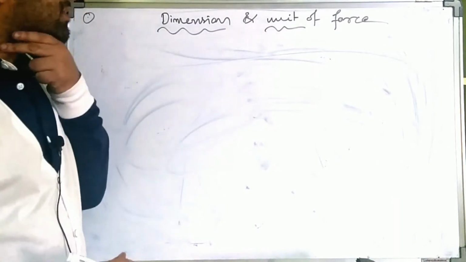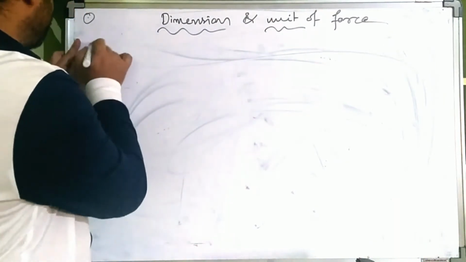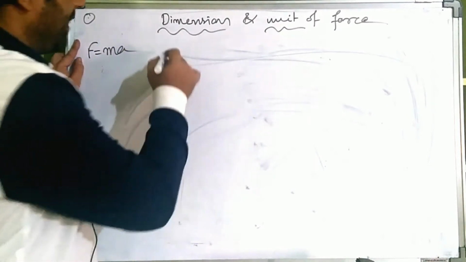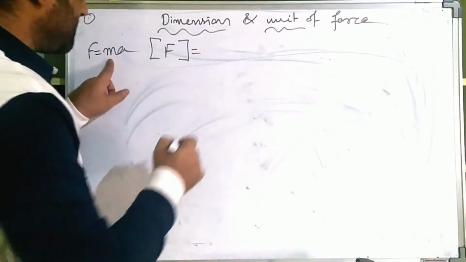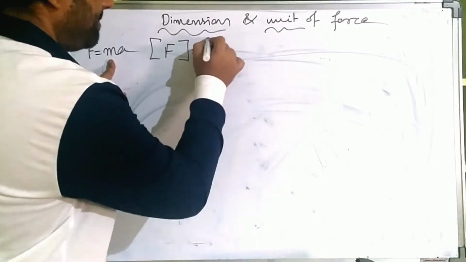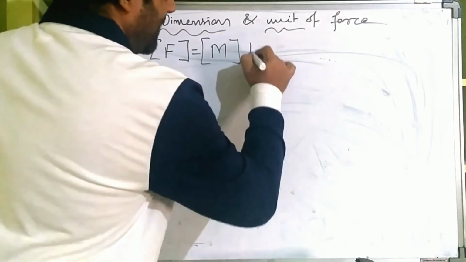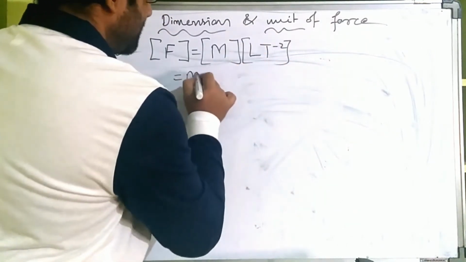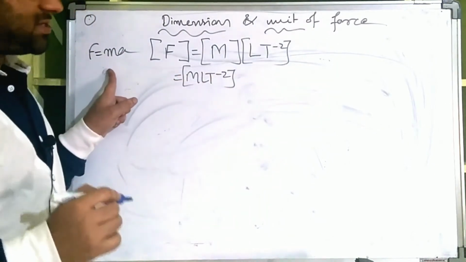Now we will be seeing the dimension in the unit of force. What is the dimension? From the very fundamental definition we see F is equal to ma. So dimension of force is equal to, what is the dimension of mass? M, and a is meter per second square, right? L T minus 2. So together what we can write, this is M L T minus 2. This is the dimension, which is simpler.